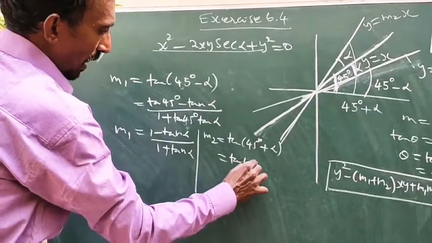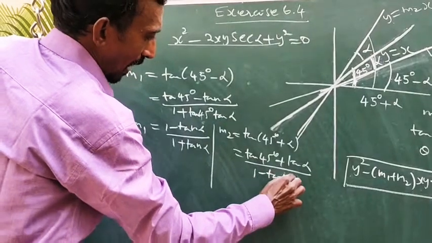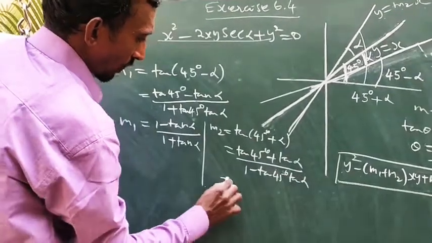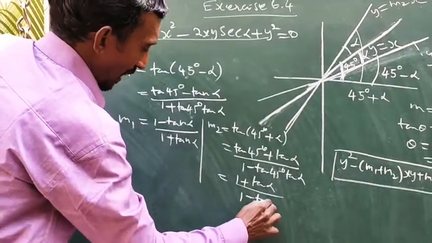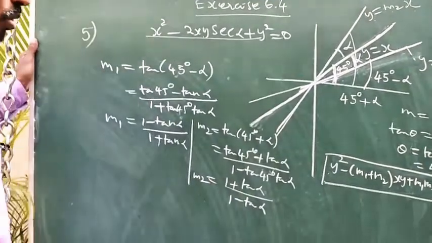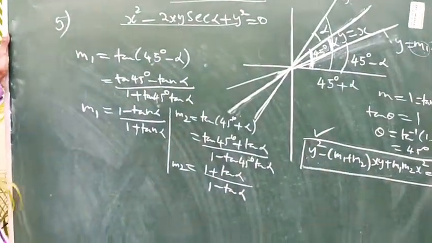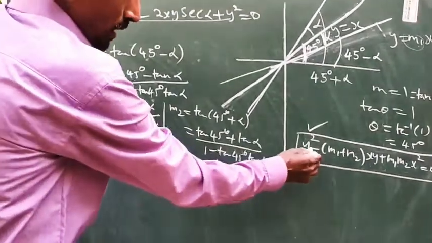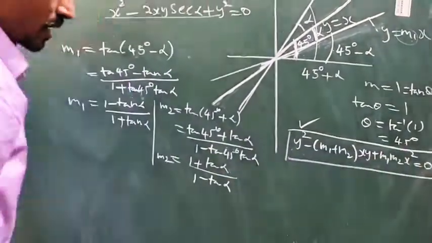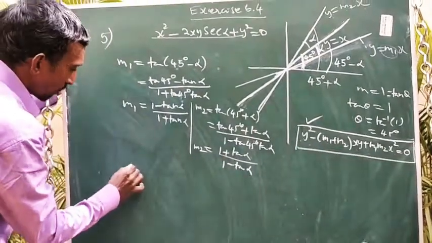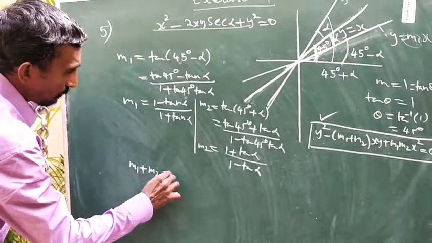So (tan a plus tan b) by (1 minus tan a into tan b). So we are getting (1 plus tan alpha) by (1 minus tan alpha). It is m2. So it is the formula to get the pair of lines passing through the origin: y square minus sum of the slopes into xy plus product of the slopes into x square equal to 0. So first, find out the sum of the slopes, m1 plus m2.